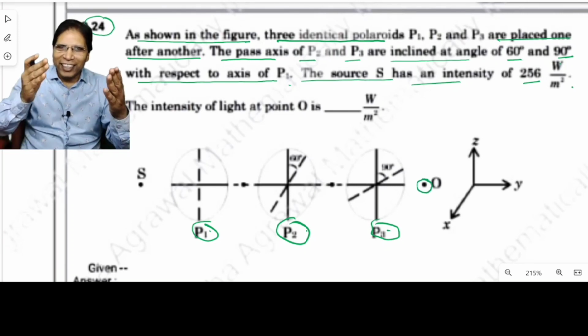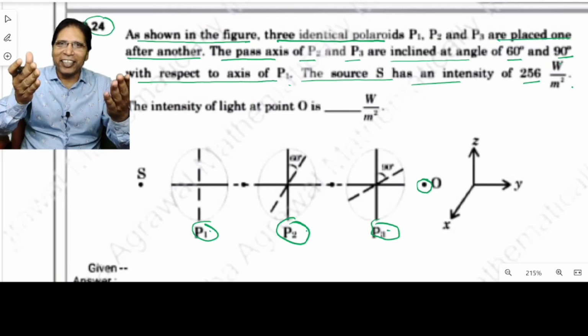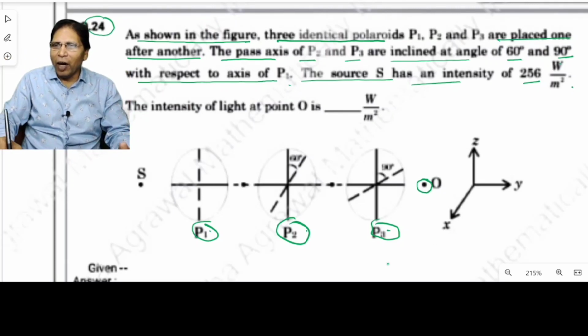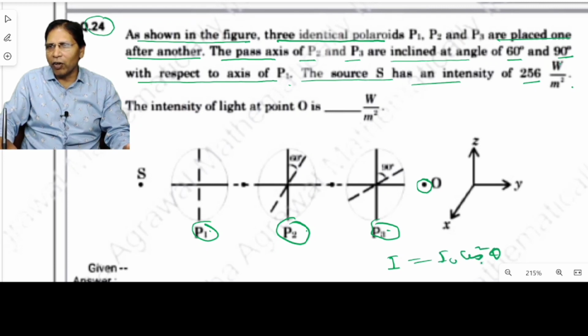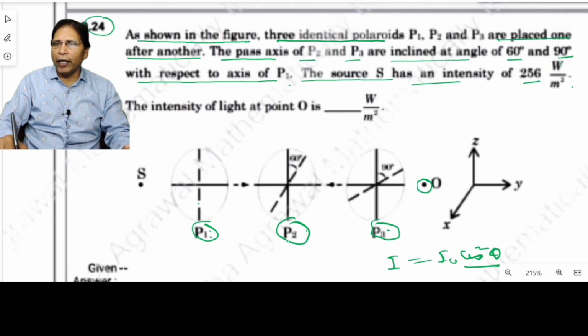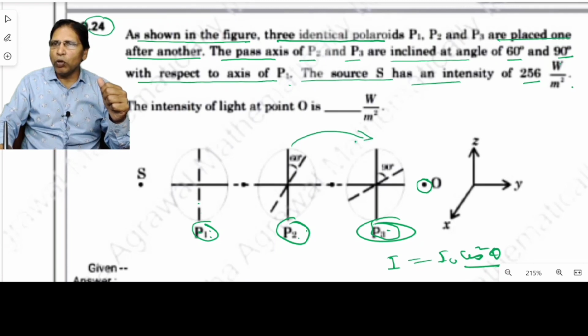This is the numerical related to Malus law. According to Malus law, I equals I naught cos square theta. Now the angle between P1 and P2 is 60 degree. The angle between P1 and P3 is 90 degree. So the angle between P2 and P3 is 30 degree.